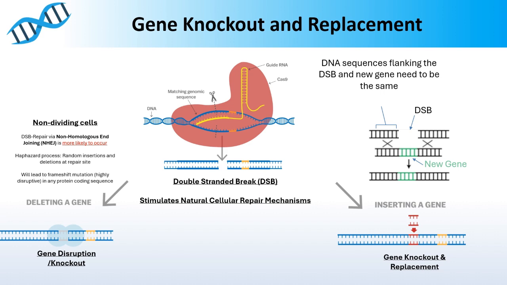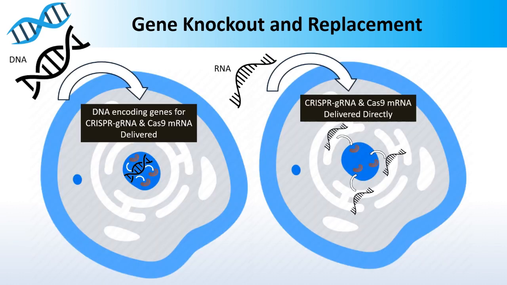In either case, the initial double-stranded break can be achieved by delivering, for example, DNA with the genes for the Cas9 protein and the guide RNA, which can then be transcribed in the cell. Or you can just directly deliver the Cas9 messenger RNA and the guide RNA. Although in this case, the guide RNA needs to be stabilized as it does tend to degrade a lot in the cell while the Cas9 is being translated in the cell.